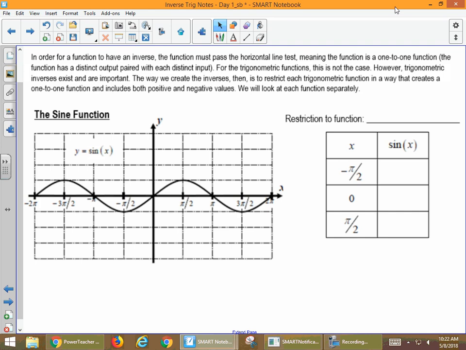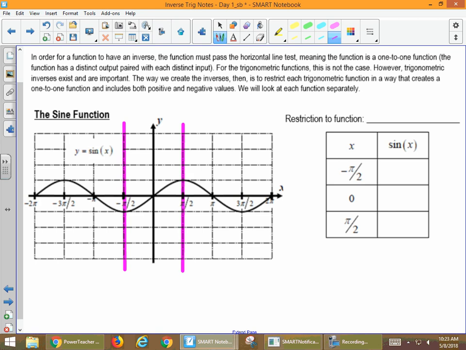All right, sine function. In order for a function to have an inverse, it has to pass the horizontal line test, and like we just talked about, sine, cosine, and tangent fail the horizontal line test significantly. So there's pieces of this function that we're going to use to take the inverse. For sine, that restriction is going to be from negative pi over 2 to pi over 2. So that piece of the function is all we're going to use to do the inverse.